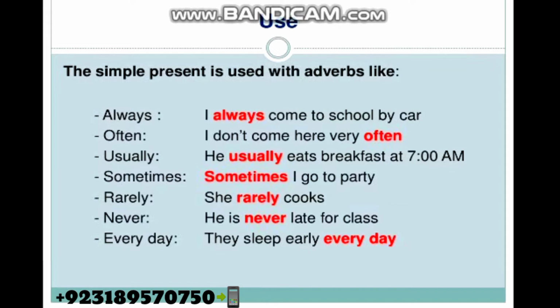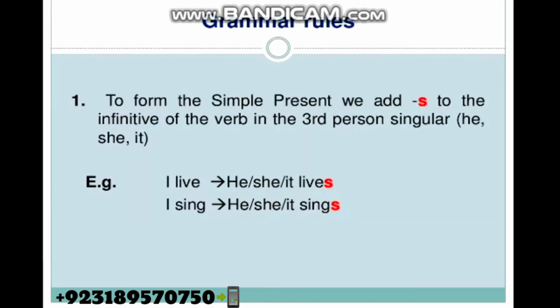Always we use for what we do 100%, and often we use for 75%. Usually we use for 65% or 60%. Sometimes we use for 50%. Rarely we use for 40% or 30%. What never means is also clear to you. Every day is daily or regular action. They sleep early every day, so every day is a daily action or regular action.